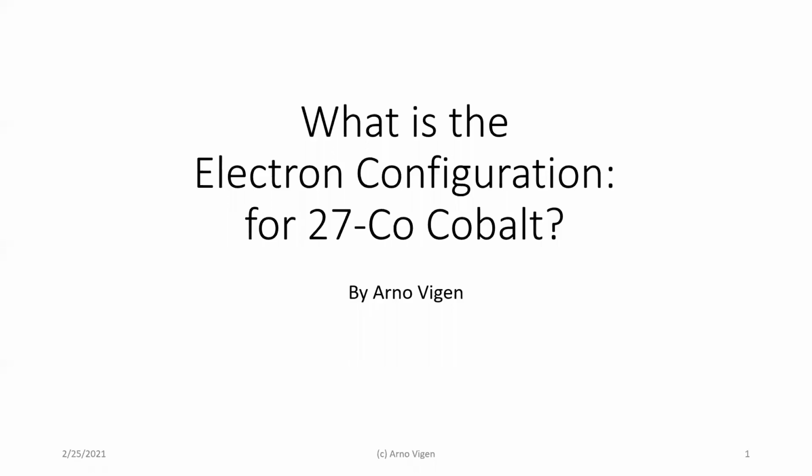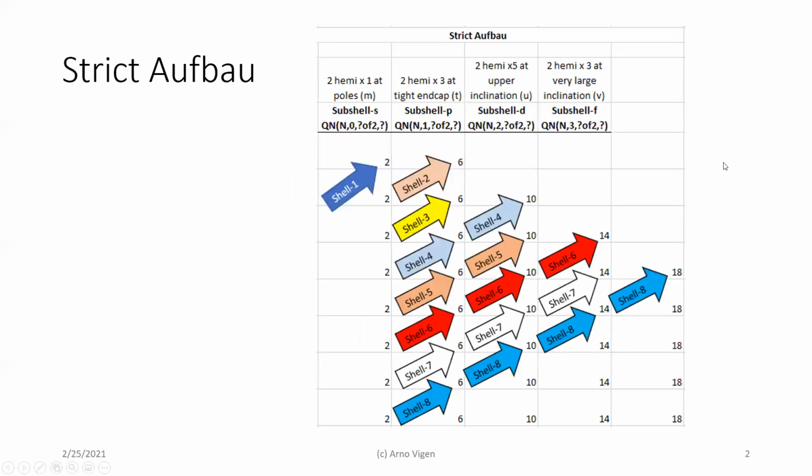What is the electron configuration for cobalt? 27 protons, symbol Co. Now, most people learn based upon what's called the strict aufbau filling method.